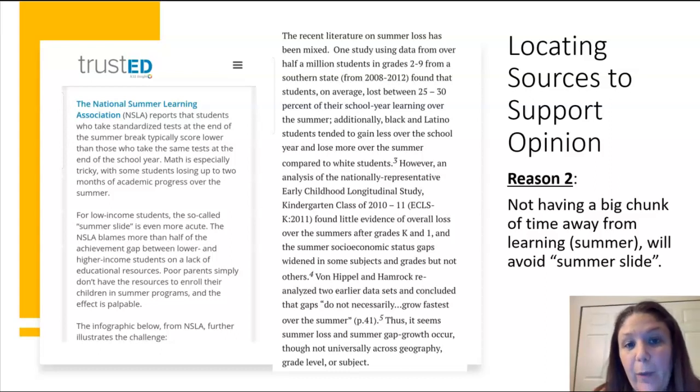The second article is from a report by David Quinn and Morgan Polakoff, and it states that one study using data from over 500,000 students in grades 2 through 9 found that students on average lost between 25 and 30% of their school year learning over the summer. I think that both of these articles have some very strong and convincing details I can add to my reason number 2.